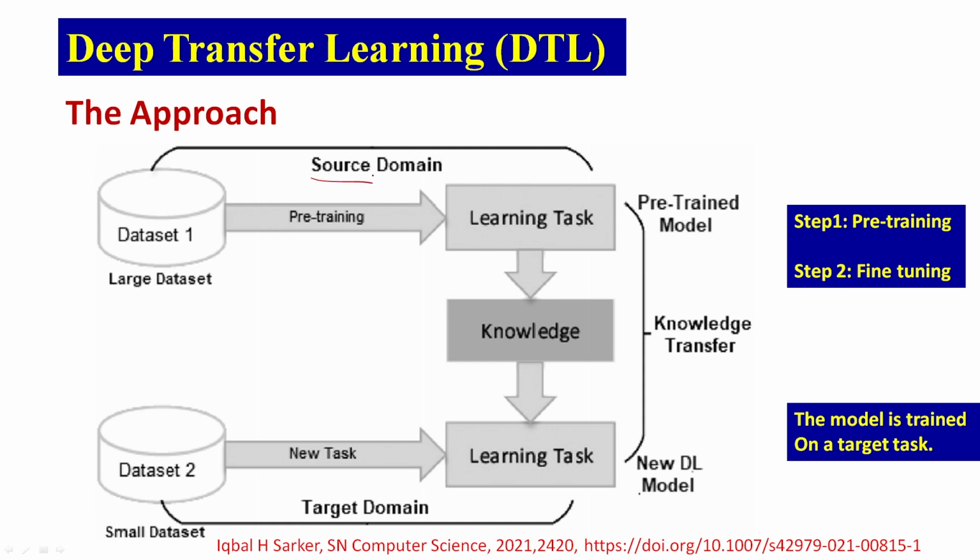This is taken from Professor Iqbal in a paper in SN Computer Science, a very nice paper, you can read it also. So, we have two different domains, one is the source domain in which there are large data sets, and these large data sets will be used for pre-training, that is what is called learning the task. And once it is pre-trained, then we can use this knowledge learned from pre-training to go to data set number 2, which is the smaller data set, and this is the target domain. That is what we want to target, we want to get a new task, and that can then be easily done.